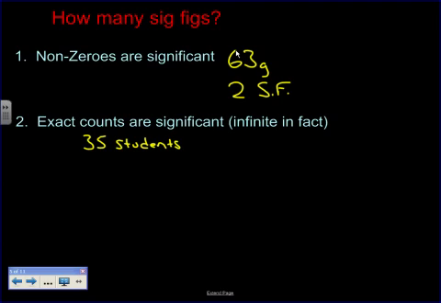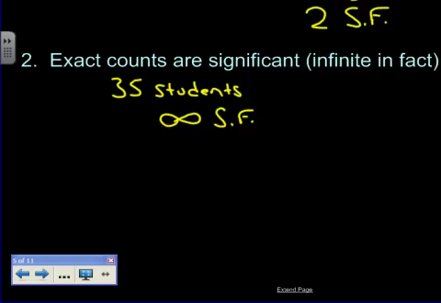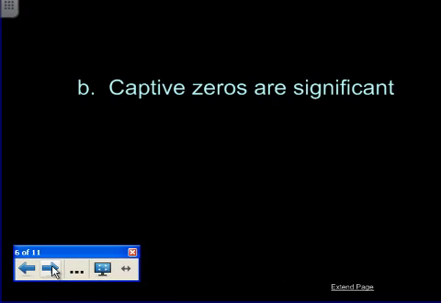The second rule is exact counts are always significant. In fact, they're infinite. And what's important about that is that that's not actually a measurement. That is a count. Counts are different than measurements. So anytime you have an exact count where you've counted something specifically, that has an infinite number of significant figures. In other words, an infinite precision.